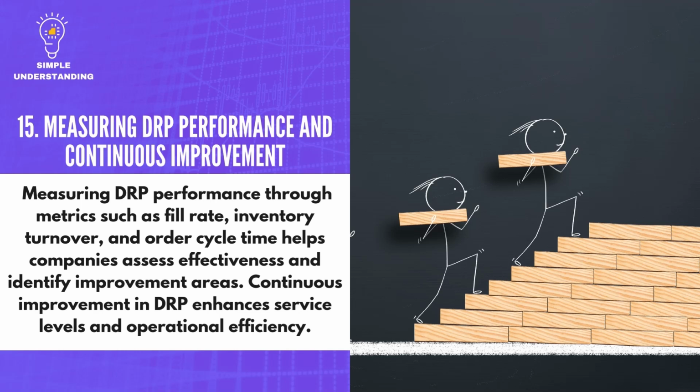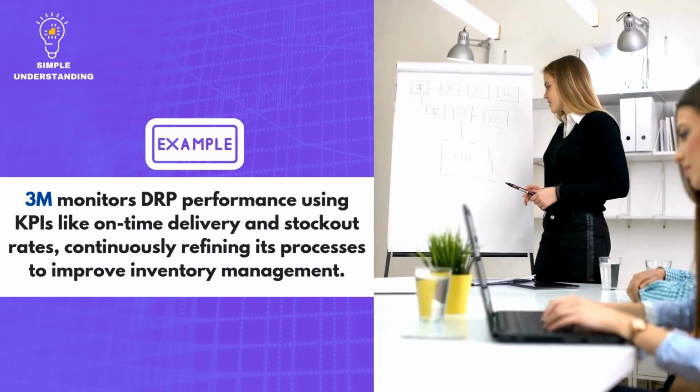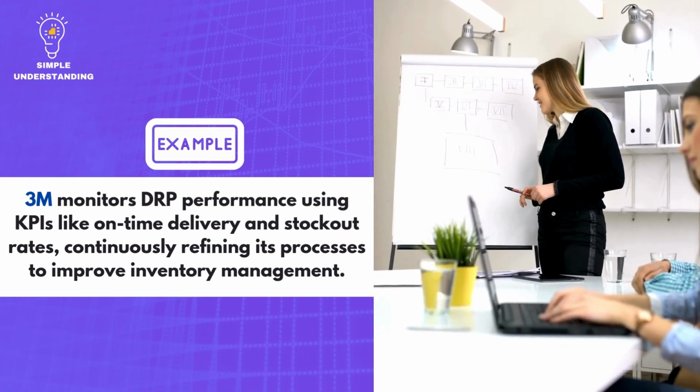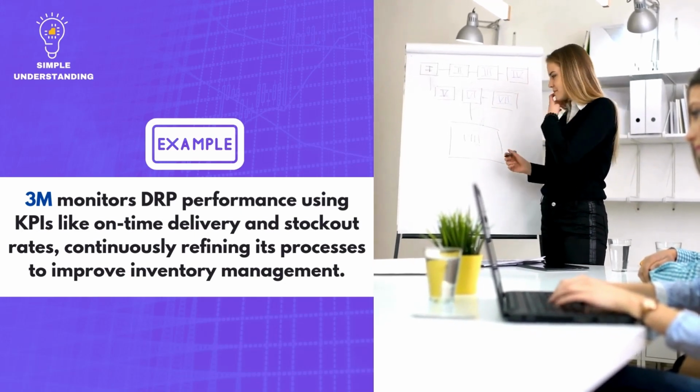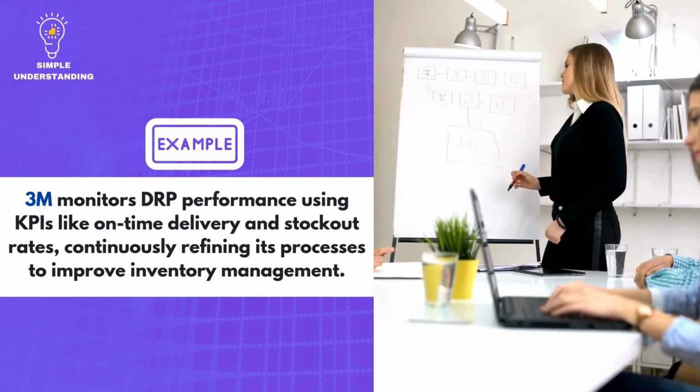Explanation. Measuring DRP performance through metrics such as fill rate, inventory turnover, and order cycle time helps companies assess effectiveness and identify improvement areas. Continuous improvement in DRP enhances service levels and operational efficiency. Real company example. 3M monitors DRP performance using KPIs like on-time delivery and stockout rates, continuously refining its processes to improve inventory management.